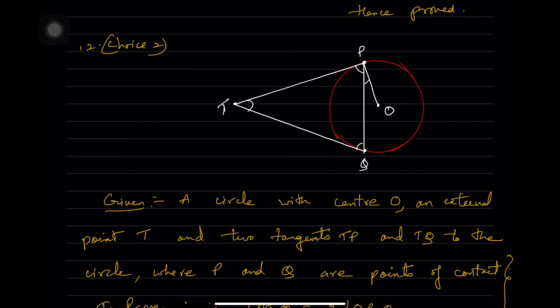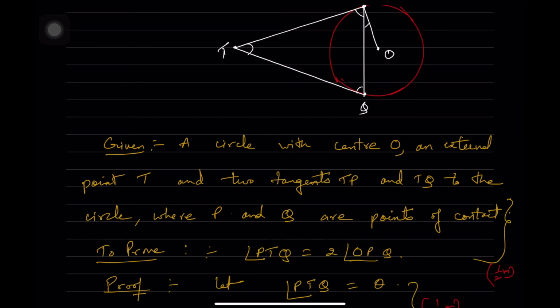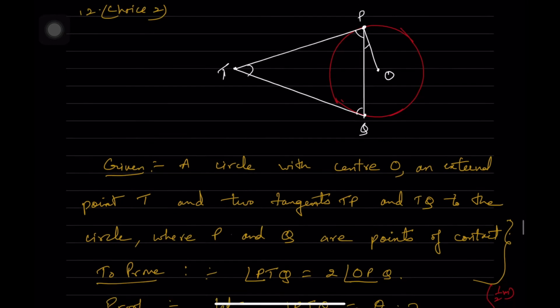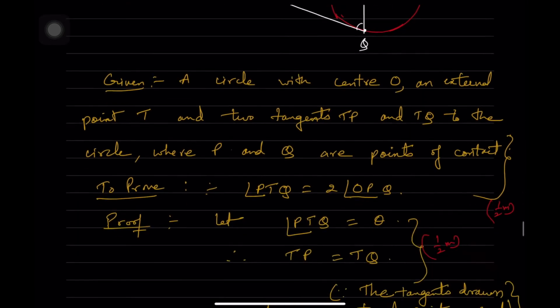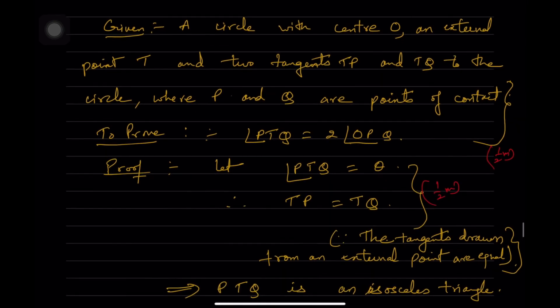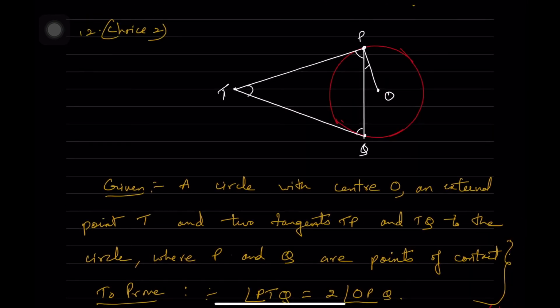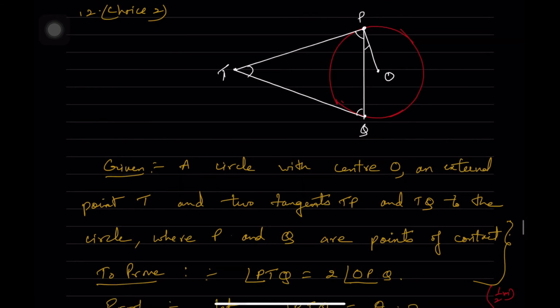So according to the problem, you are given a circle with center O and external point T and two tangents TP and TQ to the circle where P and Q are points of contact. So we are having the center O, we are having an external point T and two tangents are drawn to the circle, that is TP and TQ. So we have to prove that angle PTQ is equal to 2 angle OPQ.